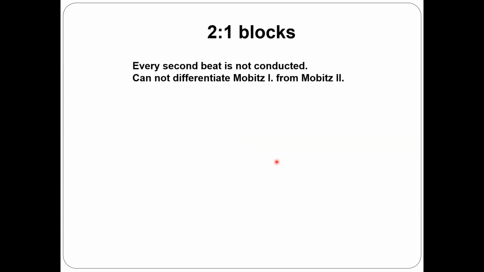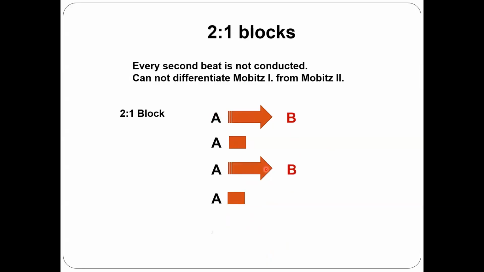Now, there's another type of block that is a little bit different, but it's difficult to distinguish between Mobitz type 1 and Mobitz type 2. This is a 2-to-1. What does it mean? It means that every second beat is not conducted. So this is why the last and the first conducted beat are the same, so we cannot say whether the velocity is different or not. This is the 2-to-1, and you do see that it's usually bradycardic because every second one is not conducted.